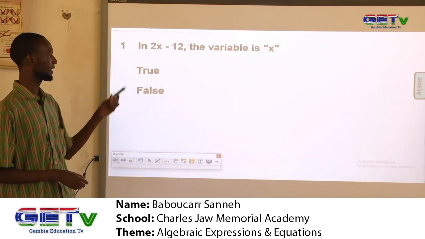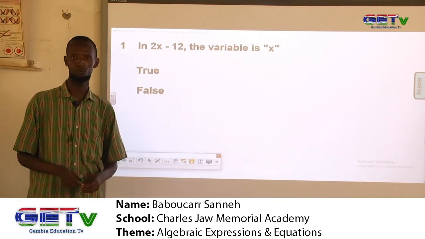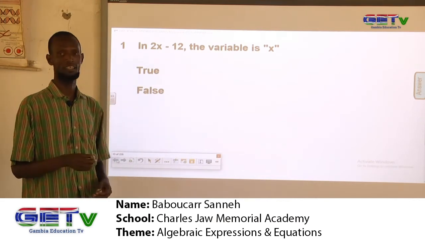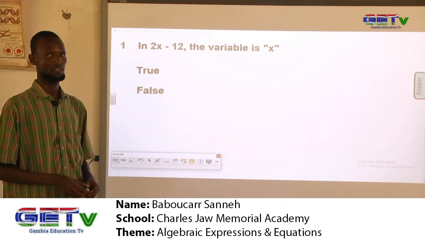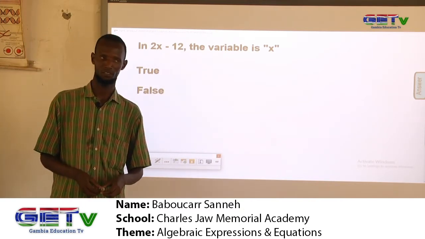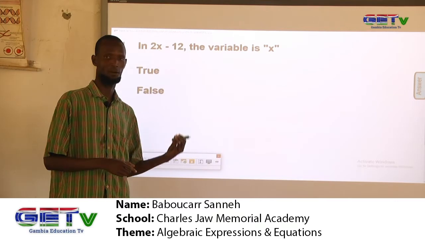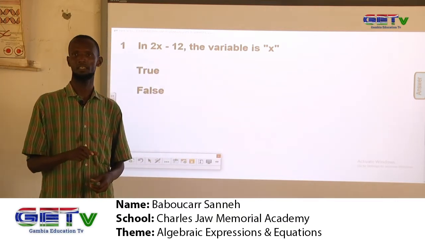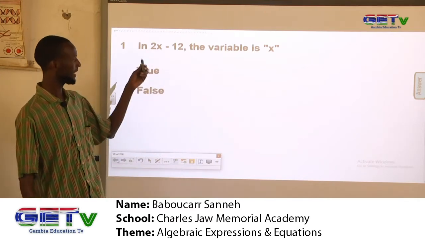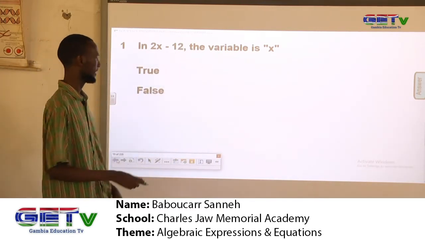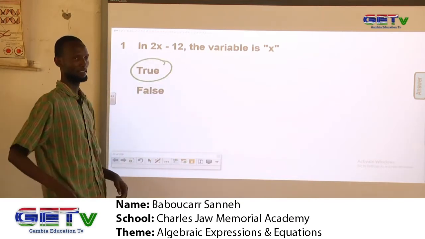Now, let's look at this situation here. In 2x minus 12, the variable is x. Is that true or false? Going by our definitions before, we have agreed that the variable is simply the letter. And in this case, x is definitely the letter. So this is a true statement.